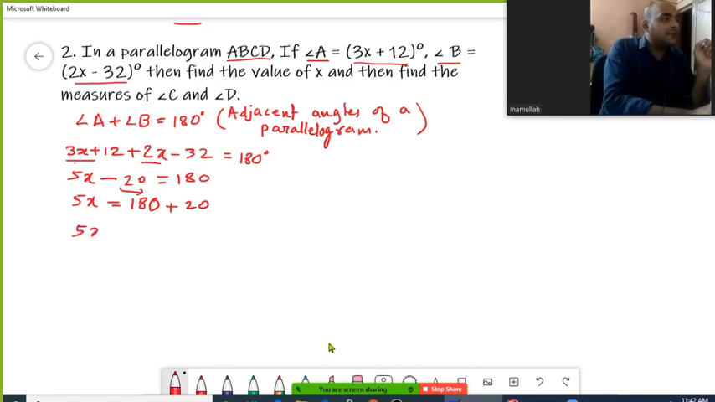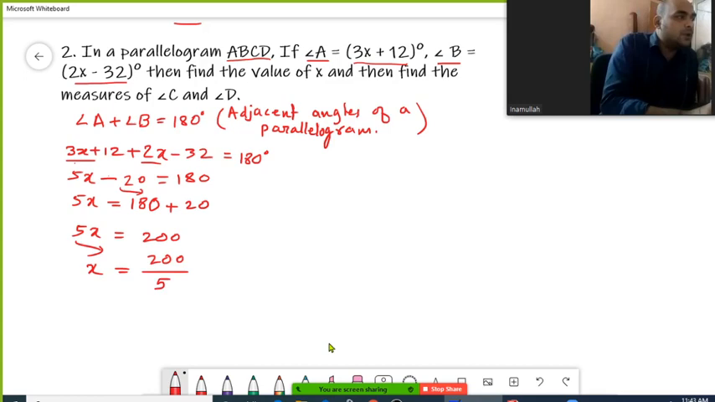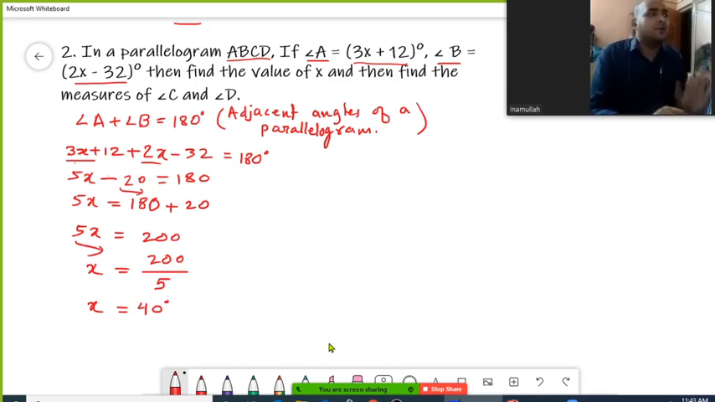Now 5x on its place, 180 plus 20 will give me 200, and keeping x on its place, 200 on its place, I can bring this 5 to the right hand side. So since it is multiplying to the left hand side, when I bring it to the right hand side, it will divide. So we can write 5 in the denominator of 200. So x is 200 upon 5, that is 40 degree. So this is value of x. So first part of the question is over.